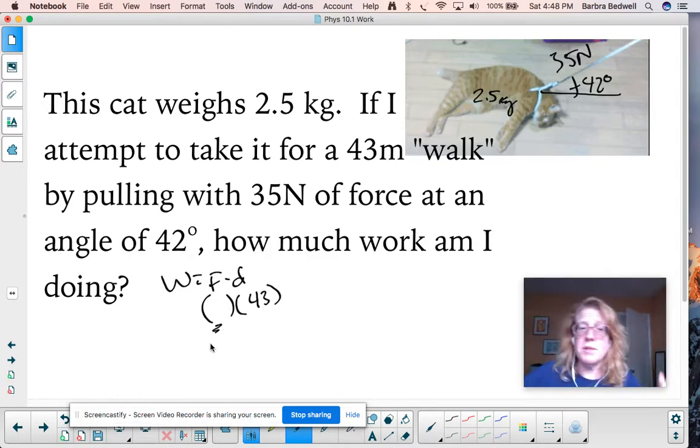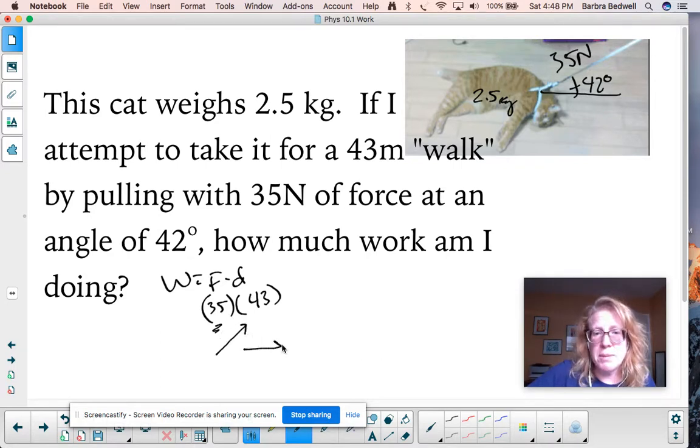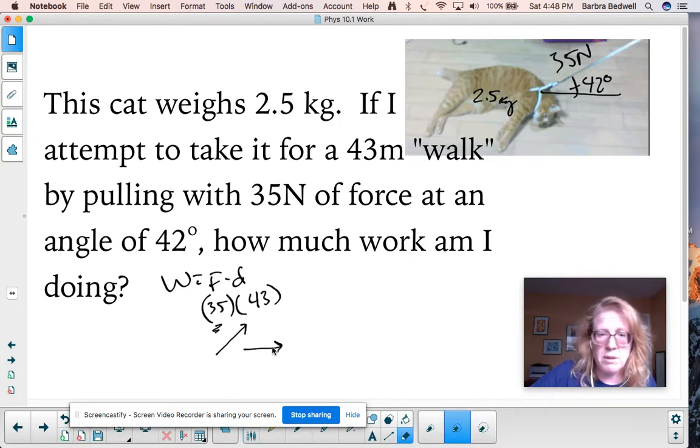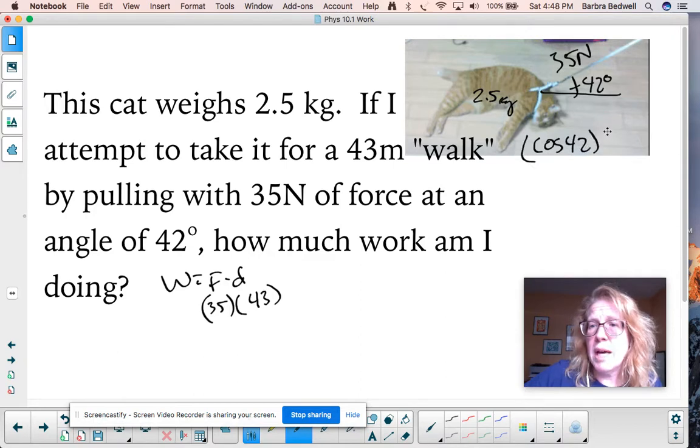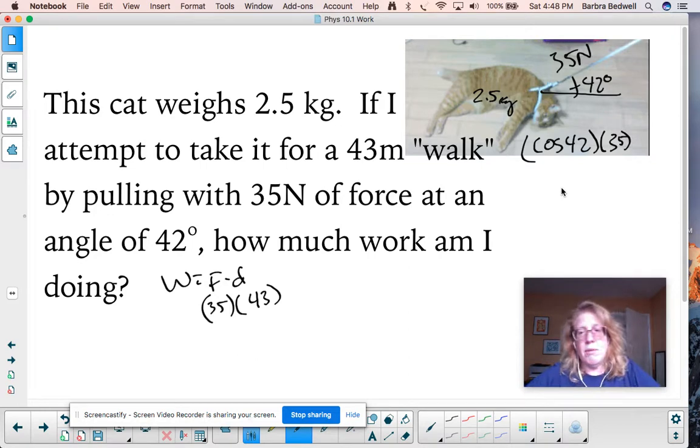In terms of doing this, I can't just plug in the 35 here. The reason I can't put the 35 in is because that 35 is in this direction and the displacement is in that direction, so those two things don't work together. I need to figure out which component of the force is doing work here. In this case, it's the x component of that 35 newtons. So I would do the cosine of 42 times 35, which gives me the component of force that's doing work.